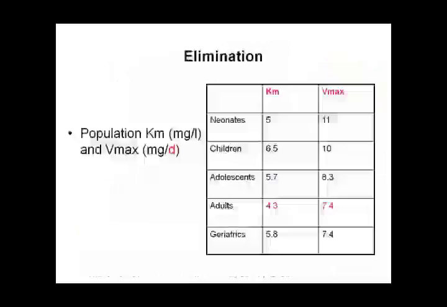These are the population values for Km and Vmax, and for adults the Km is 4.3 milligram per liter and Vmax is 4.4 milligram per day. Now, people from different ethnic backgrounds, or researchers in different countries, identified different Km and Vmax, and these need to be taken into consideration. Some reported Km as high as 6 in adults, not 4.3.